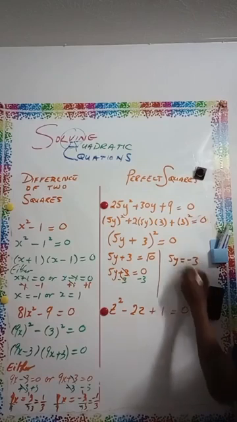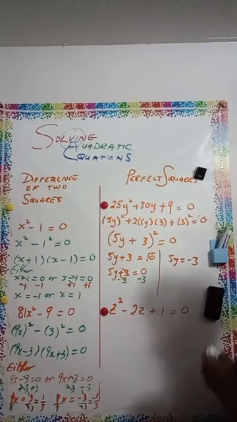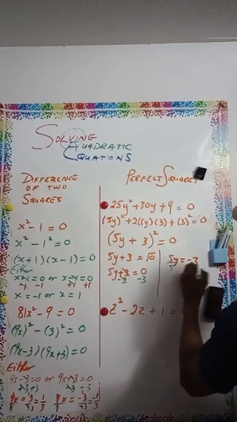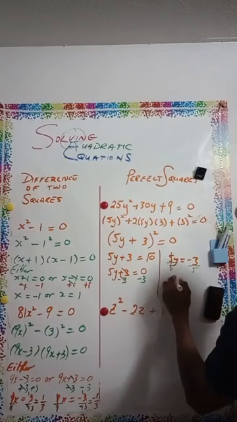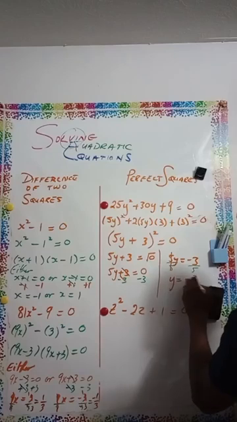And from there, you have 5y equal to negative 3. You're going to divide both sides by what is with y. That's the 5. So in other words, y is equal to what? y is equal to negative 3/5.